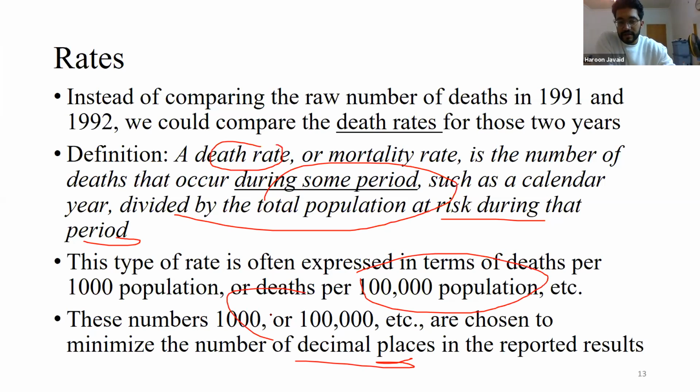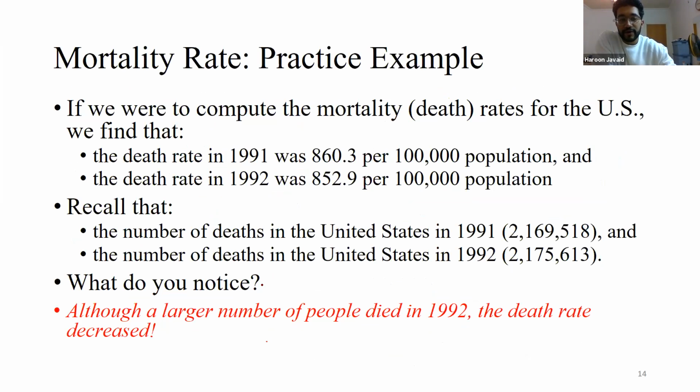So we just sometimes use this to get rid of the decimal places to make it easier for us to understand. For example, we go like the death rate in this year was this much per 1,000 population, which means per 1,000 population, number of deaths among the population that was in that year, you know, so the population in 1991.